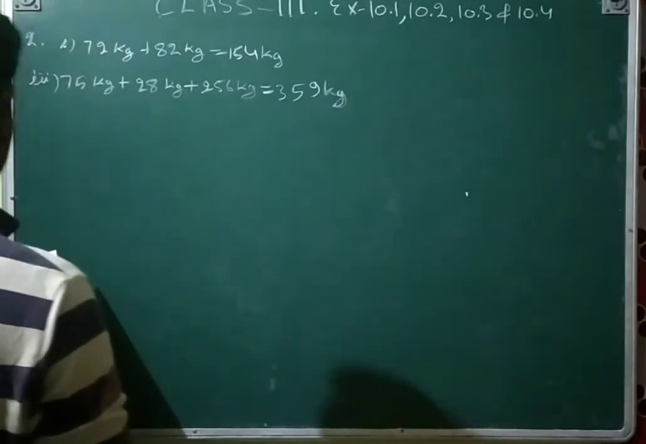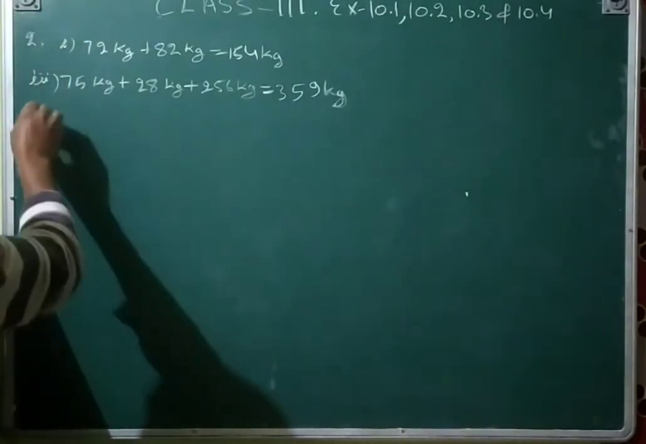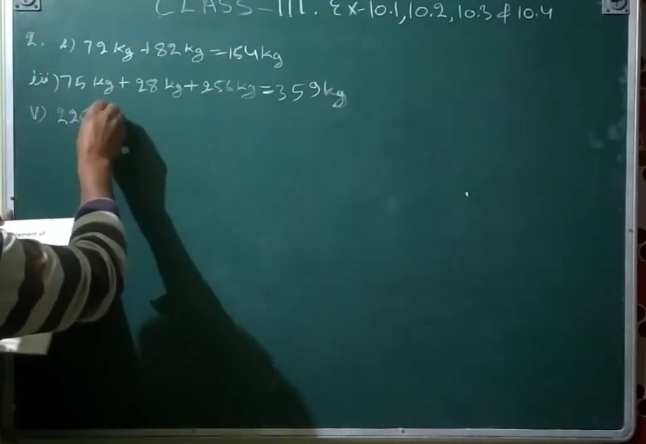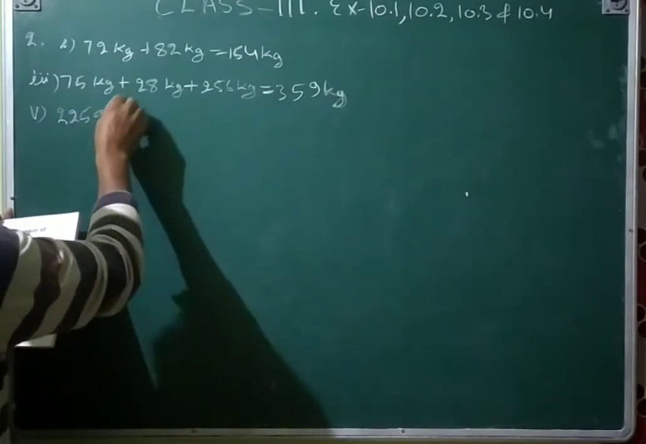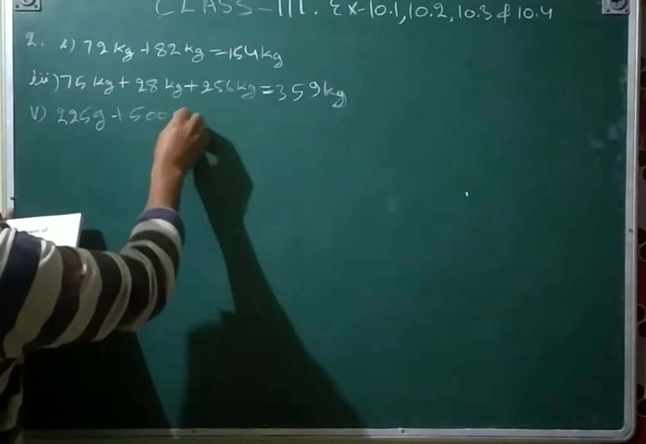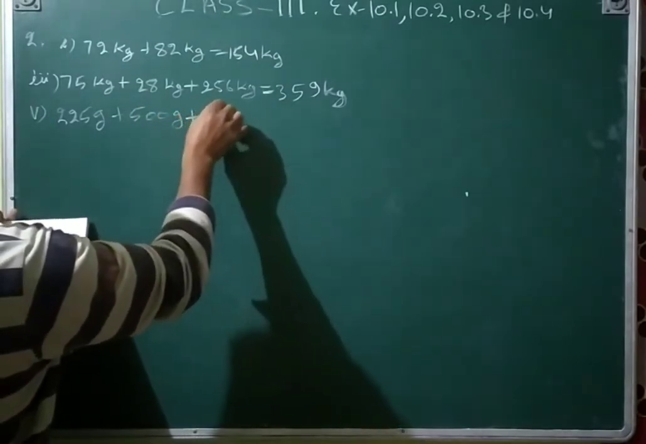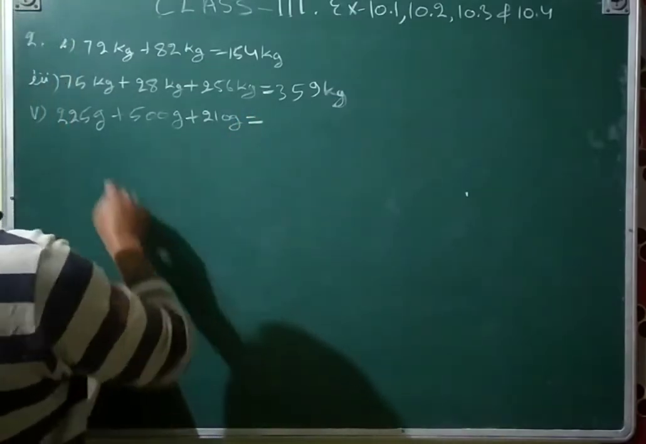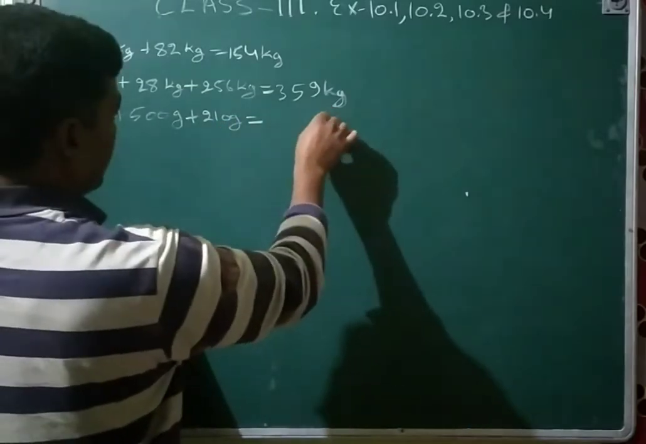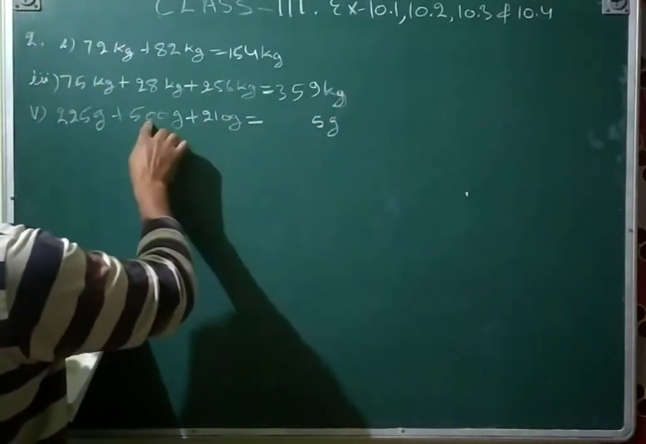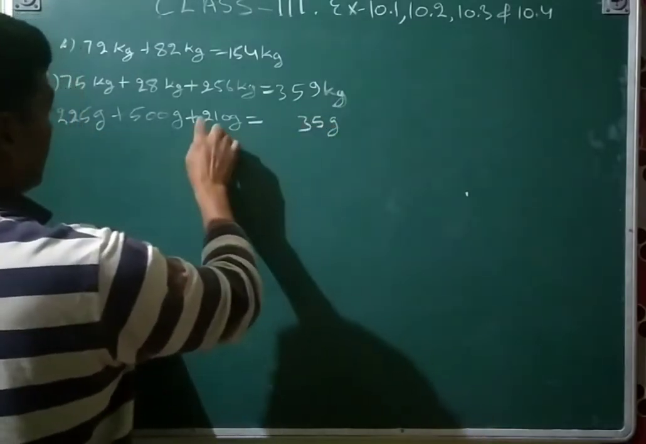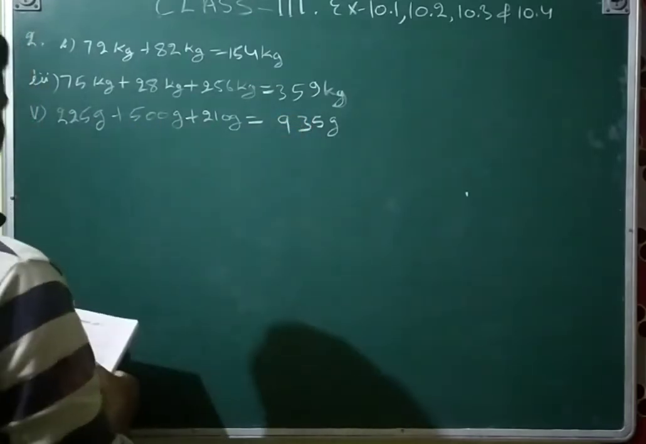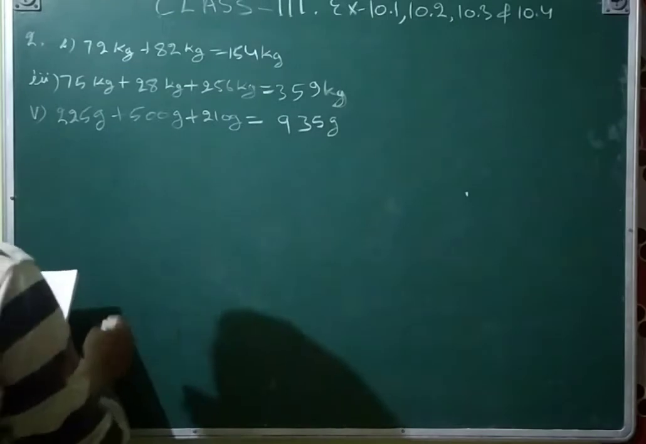And then the fifth part: 225 gram plus 500 gram plus 210 gram is equal to, G means gram. Add 5 plus 0 plus 0, that is 5, and the total is 935 gram. The sixth part you can also do.